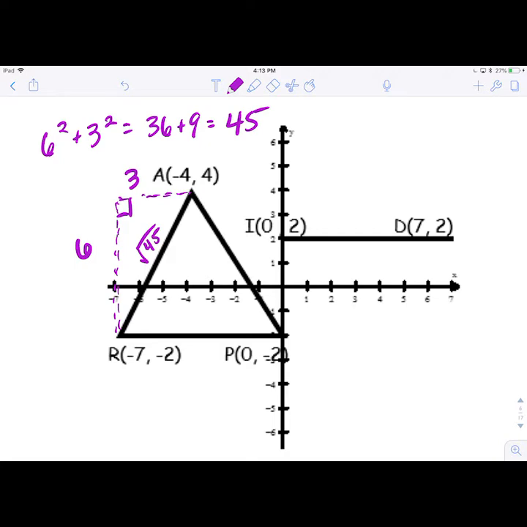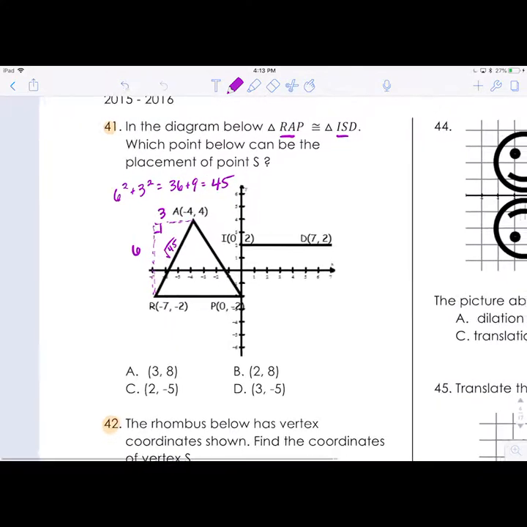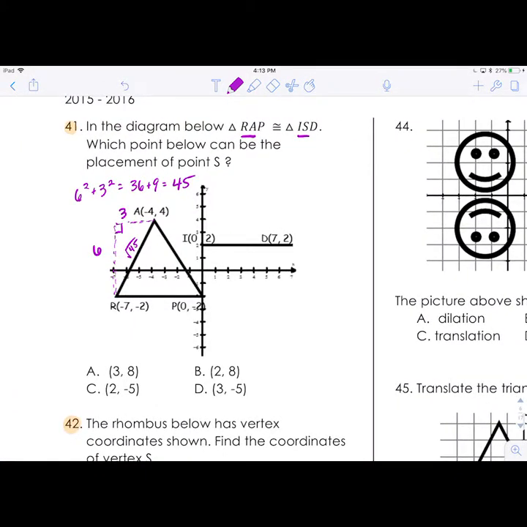Now, I know that the length of IS must also be the square root of 45. So here's what we're going to do. We're going to try out going from A, B, C, and D until we get one that is going to have a length of square root of 45. So let's plot the first one. A is 3, 8. So that's going to be like all the way up here.